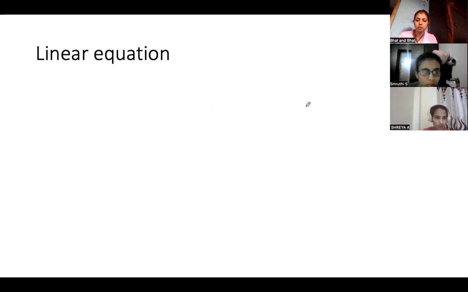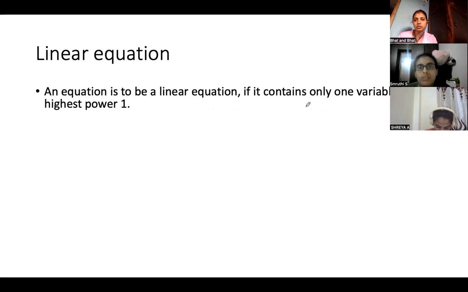Okay. So now we are going to start the third chapter, that is pair of linear equations in two variables. In our lower classes, we have studied what we mean by a linear equation. Any equation which has only one variable and with the highest power 1, that is, the degree of the equation is 1, we call a linear equation.